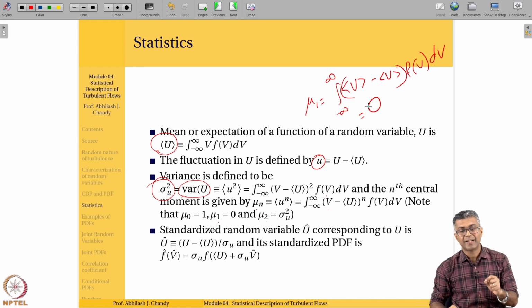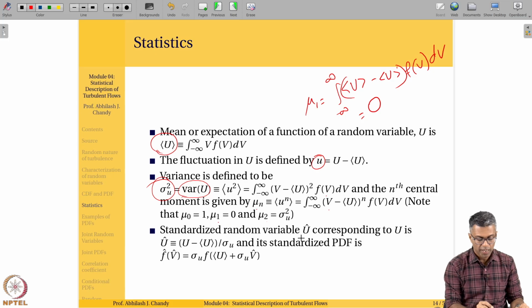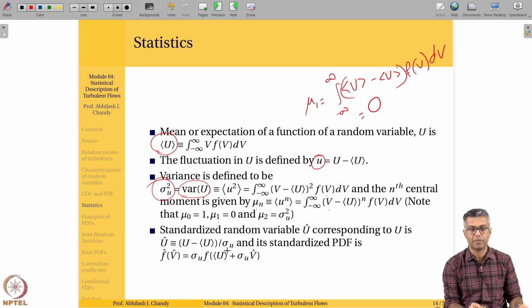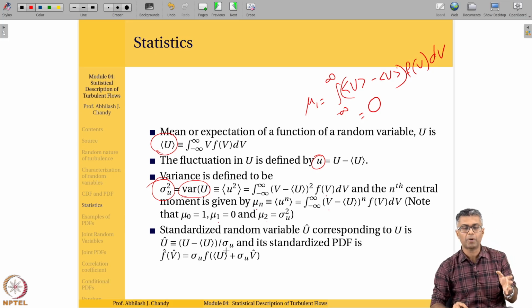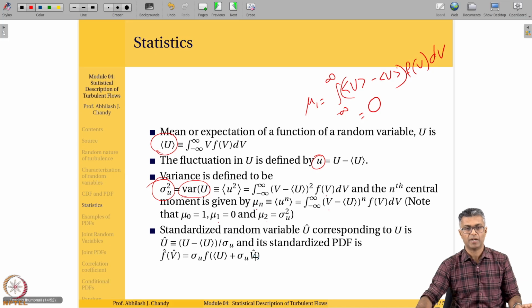Now, the standardized random variable, okay, this is just a way of representing a normalized value. We call it the standardized random variable u hat. Corresponding to u, it is u minus the mean of U, divided by sigma u. So we are normalizing it using the mean and the RMS. And then the standardized PDF is f of v hat, which is sigma u times f of (the mean of U plus sigma u times v hat). So that's the standardized random variable.